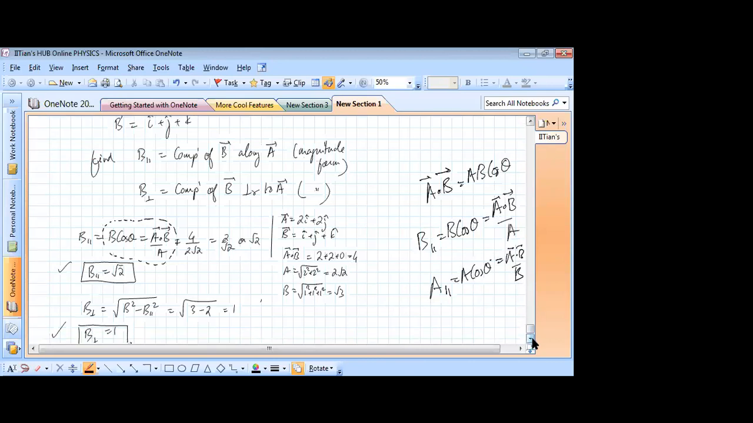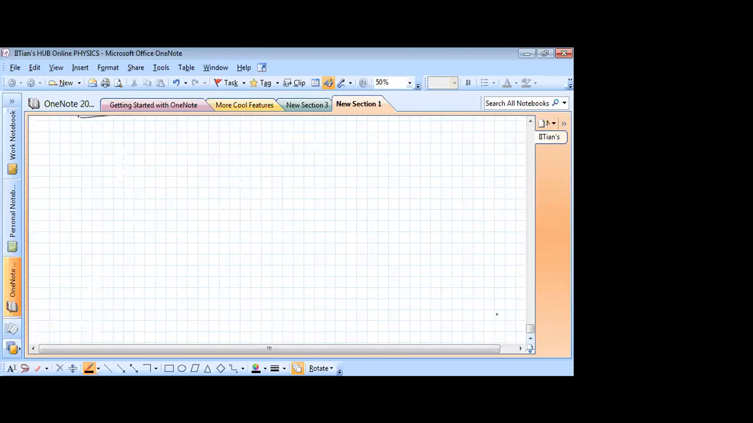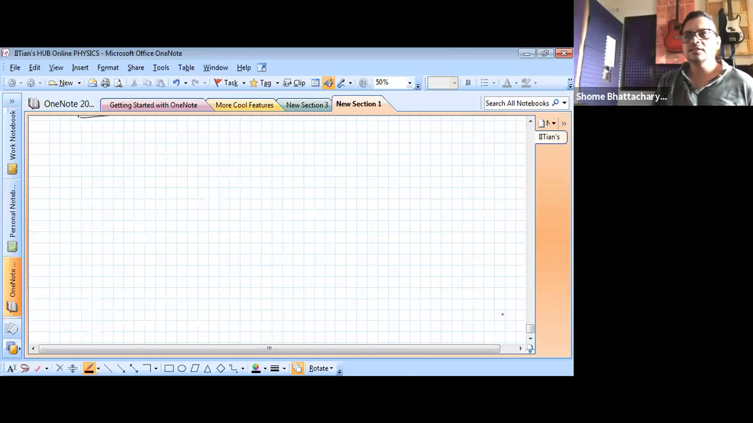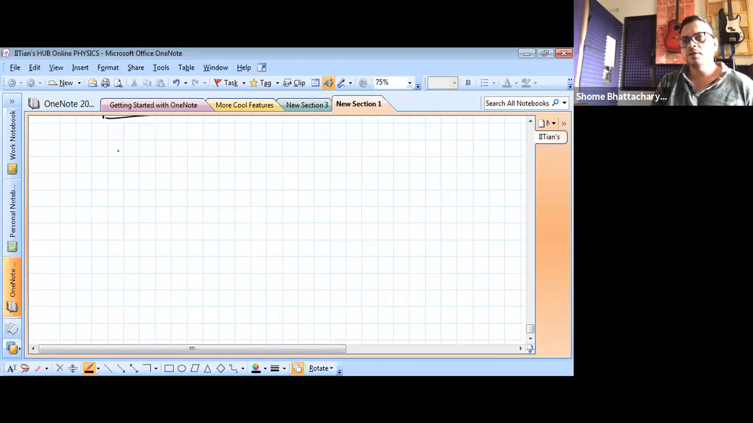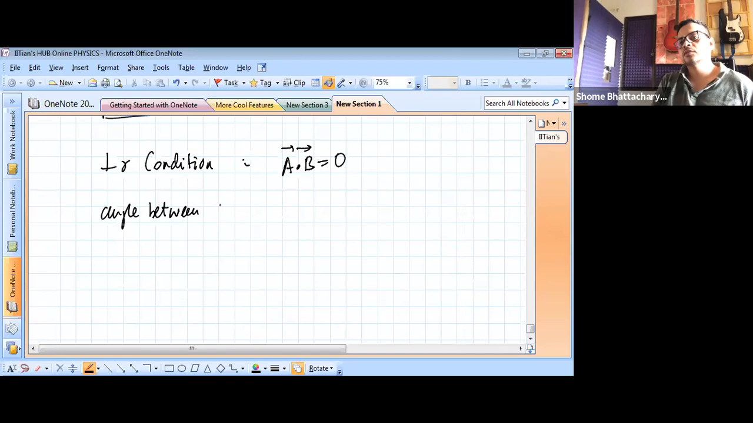Now, just a couple more things I want to discuss before we wind up today's class. In today's lecture, we have seen two or three important theorem-like things. We have seen that the perpendicular condition for two vectors is that A dot B is 0. We have seen that the easy way to find the angle between two vectors, when the vectors are given in component form, is cos inverse of A dot B divided by AB. These are the things we've seen earlier today.